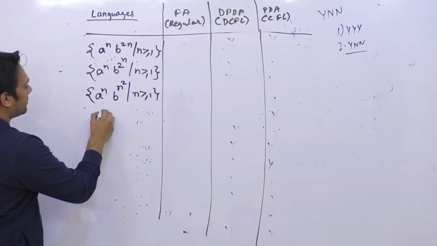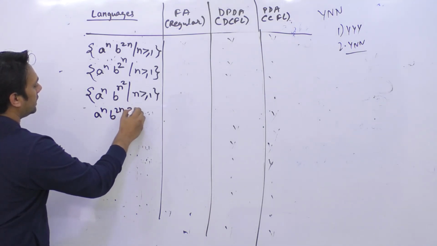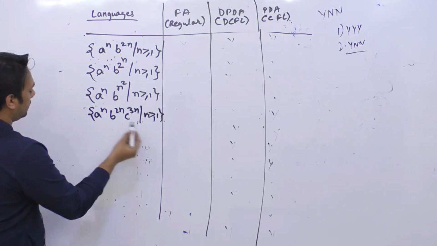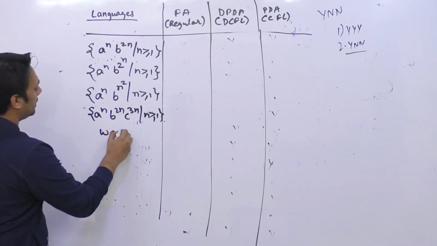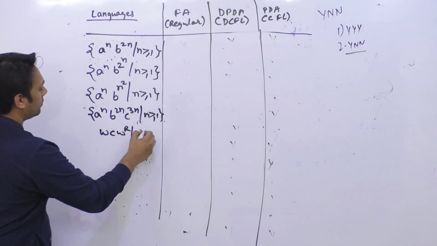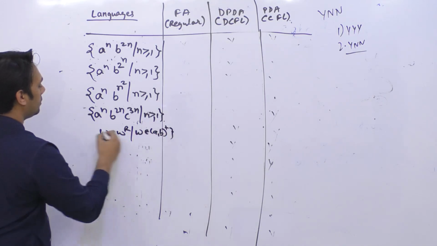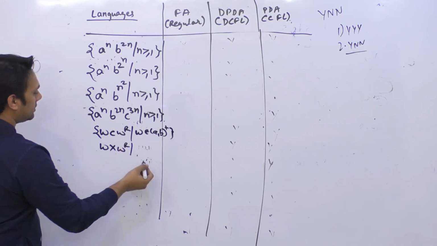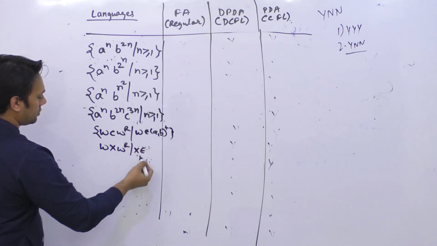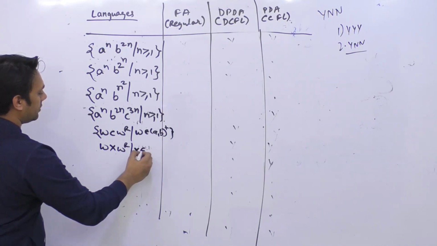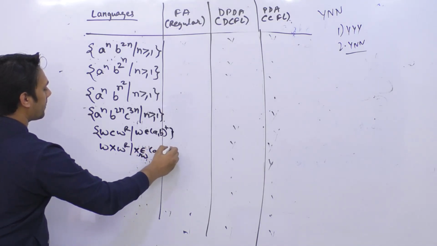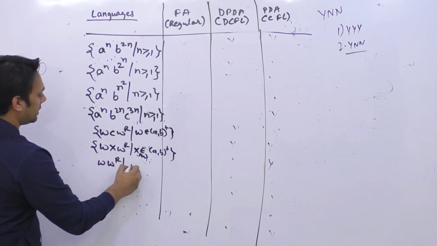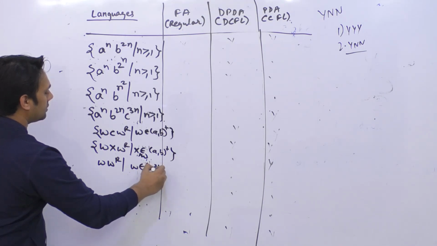Then we have a raised to power n, b raised to power 2n, c raised to power 3n such that n is greater than or equal to 1. And then we have w c w^R such that w belongs to (a, b)+. Then we can have w x w^R such that x, w belongs to (a, b)+. Then we have w w^R such that w belongs to (a, b)*.